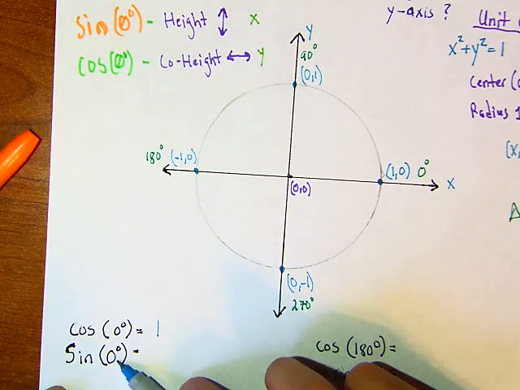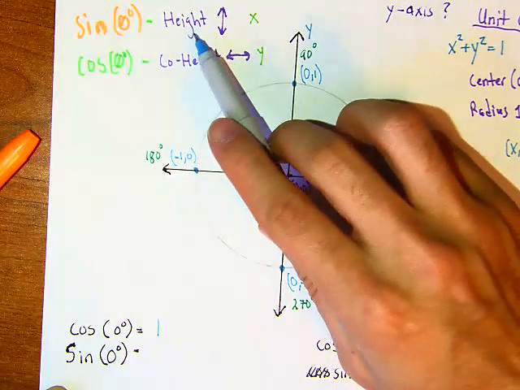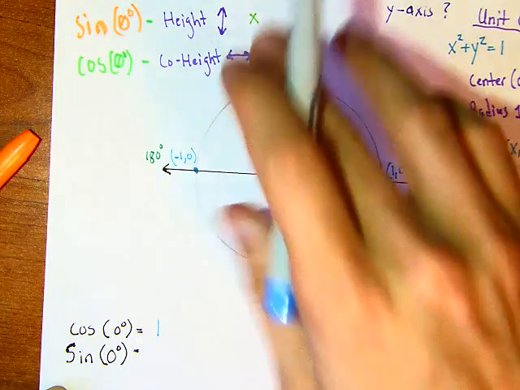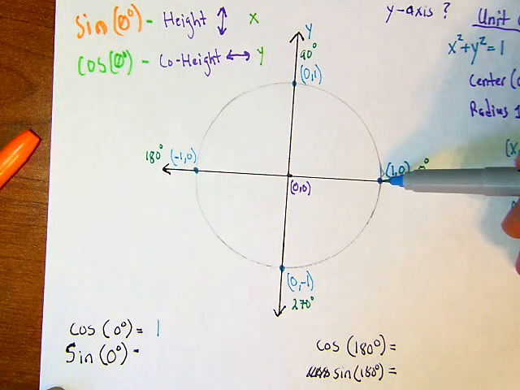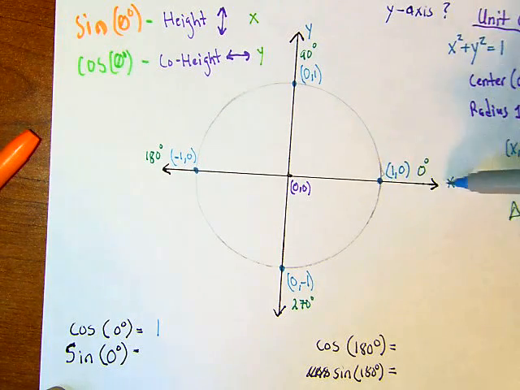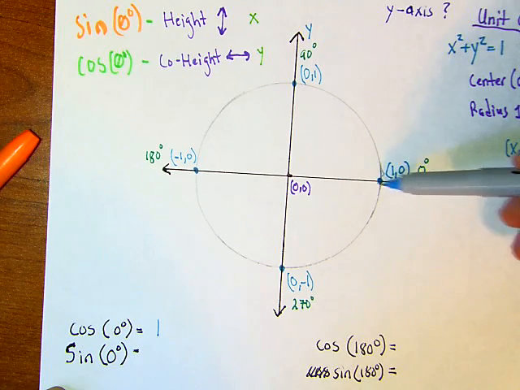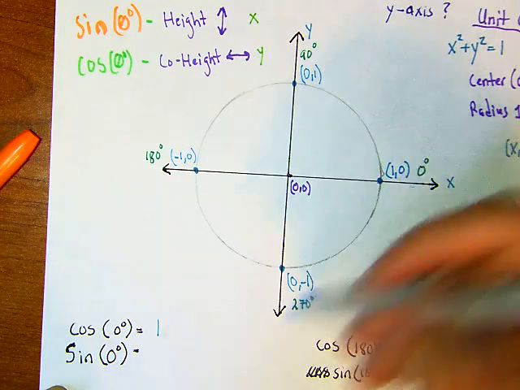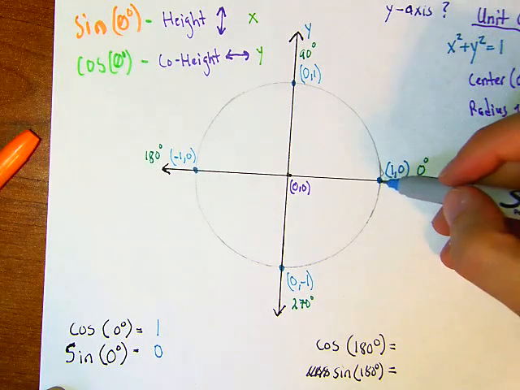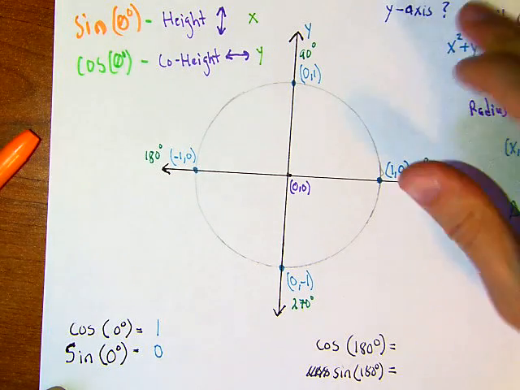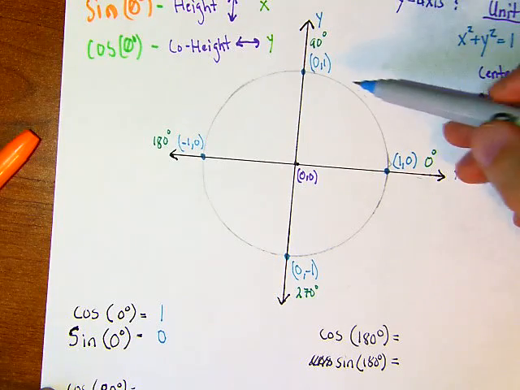What about the sine of 0 degrees? Well, the sine of 0 degrees is that height function. So now think up and down, right? If I say what is the distance from this point to the x-axis, it's 0. There is no distance, right? I can't make a distance, all right? Let's think about the next one.